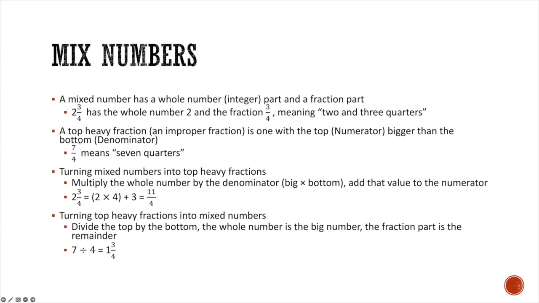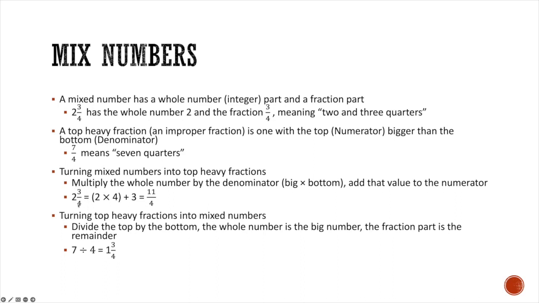A mixed number can be represented as an improper fraction. An improper fraction means the numerator is bigger than the denominator. In a proper fraction, the numerator is lower than the denominator. So 3/4 is a proper fraction. This 7/4 is an improper fraction. Improper fractions can be represented as mixed numbers. Turning mixed numbers into top-heavy fractions.